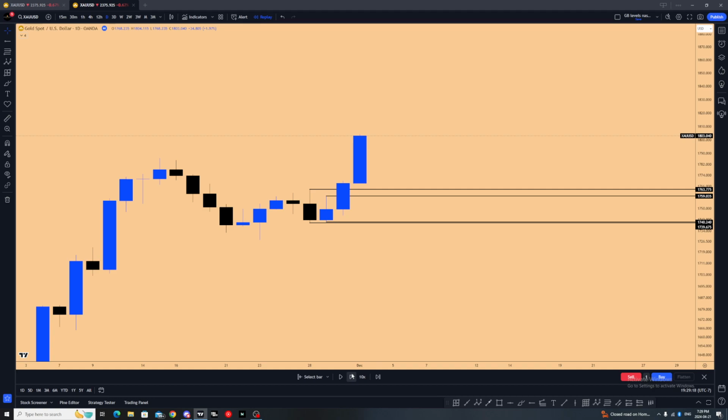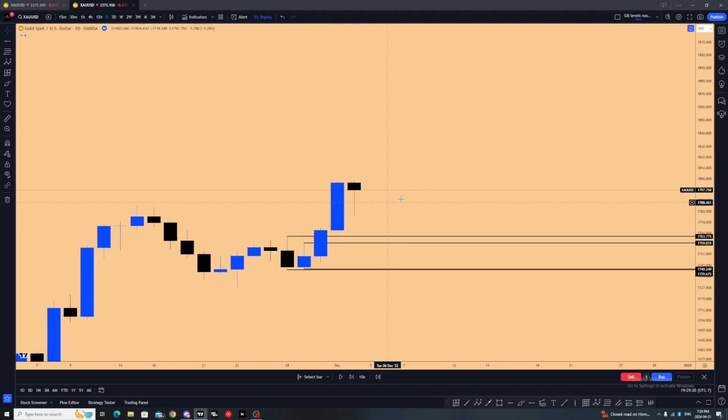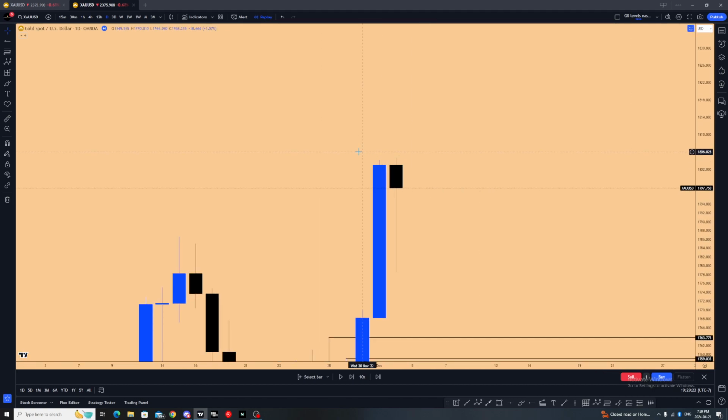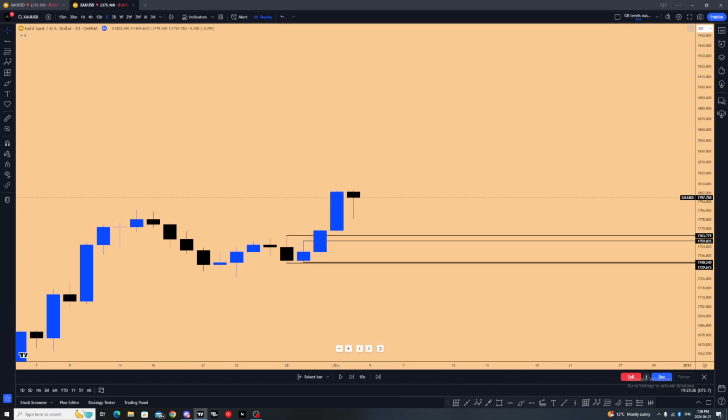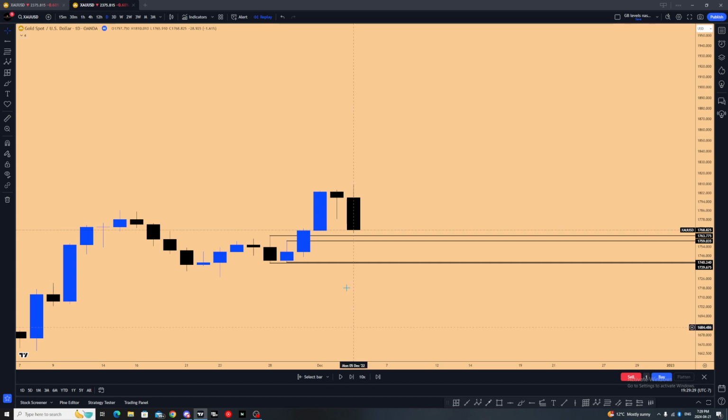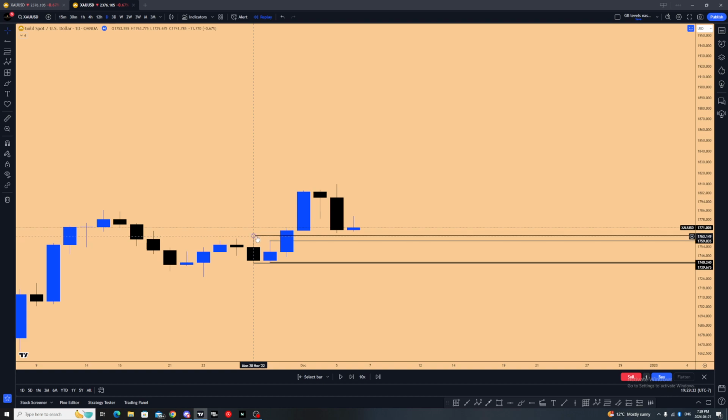So next day pushes higher. Okay, well, technically this is not an inside daily candle because we took out the high. Let's see what happens after that. Turns back lower. Inside daily candle here. Hold on.